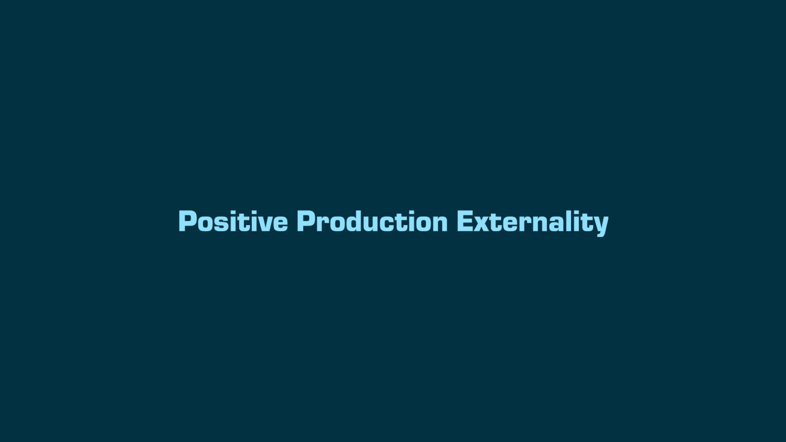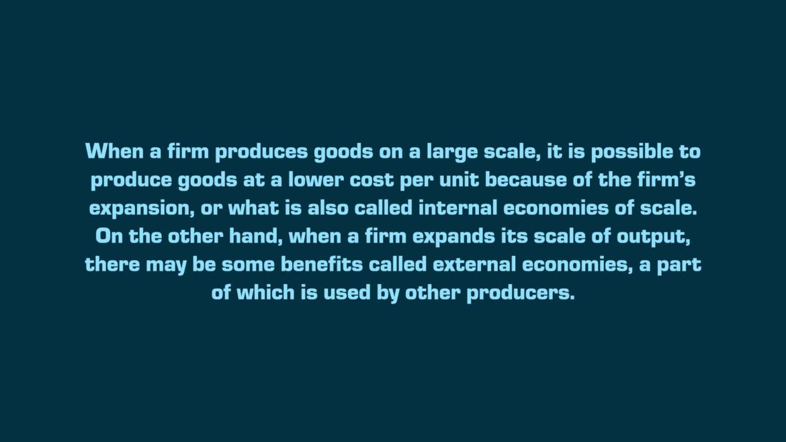Now, the production externalities can be discussed as positive. When a firm produces the goods on a large scale, it is possible to produce the goods at a lower cost per unit because of the firm's expansion, or what is also called internal economies of scale. On the other hand, when a firm expands its scale of output, there may be some benefits called external economies, a part of which is used by the other producers. Thus, a firm is able to create a positive impact from its production on other firms as well.